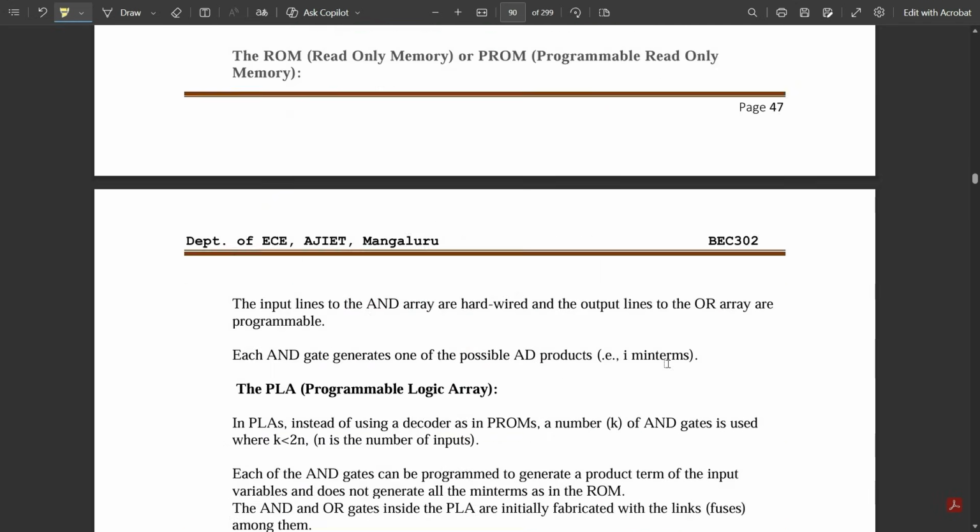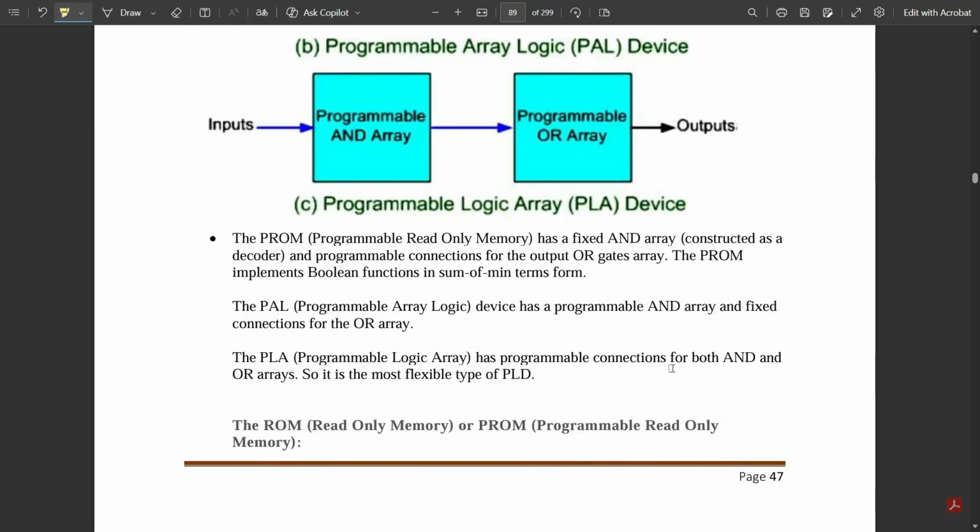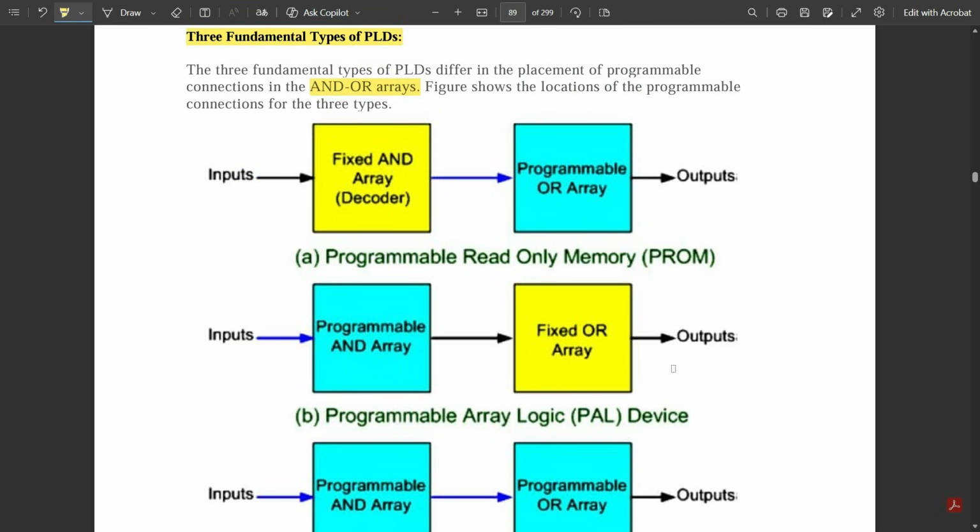Okay, so these are some of the explanations for that if you want to read it. Yeah, so that's all for this video, guys, related to programmable logic devices. I hope you understood these concepts very well because these are very important ones. So please refer to it once again.